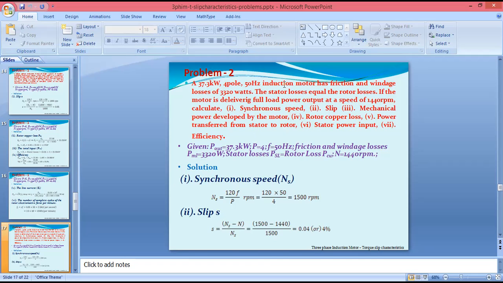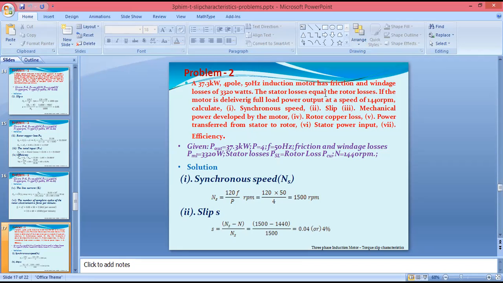The motor has friction and windage losses of 3320 watt. So it is nothing but the loss. You can write mechanical loss PML equal to 3320. So they are saying here about the loss. So that will be the output power. You can take P out equal to 37.3 kilowatt.